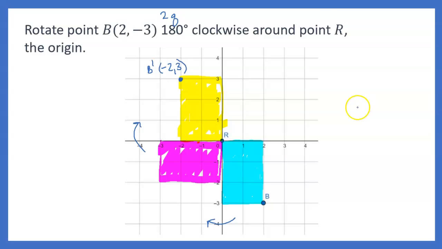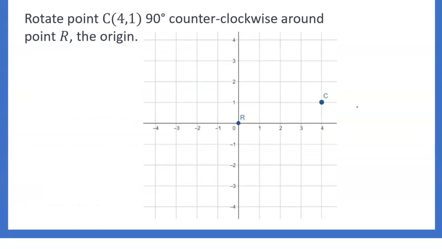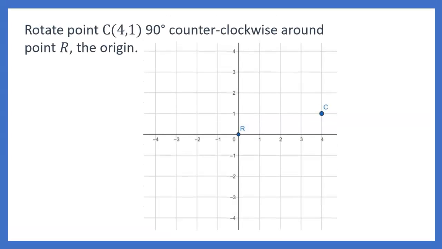All right, one more, and then we're done for the day. Rotate point C, 4, -1, right over here, 90 degrees counterclockwise around the point R, the origin. Give that one a try on your own, come back, see what answer we get. Okay, we're looking at 90 degrees counterclockwise, so this is counterclockwise. We're going to go to that quadrant. Here's our rectangle.